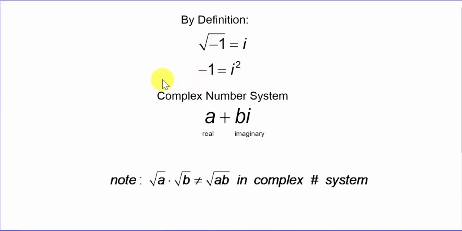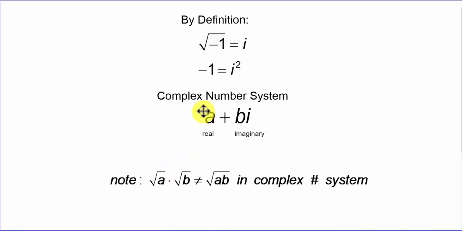And by the way, let's just set up a whole new number system called the complex number system, where a number can be written in the form of a + bi, where a is the real part of that number, and bi, or the i part of that, is the imaginary part of that number. The whole thing is a complex number once again.